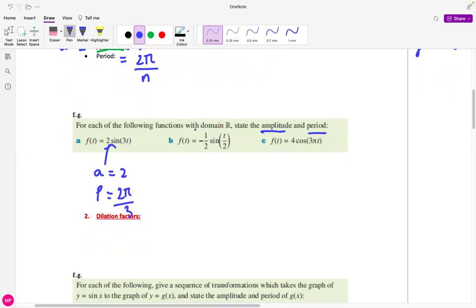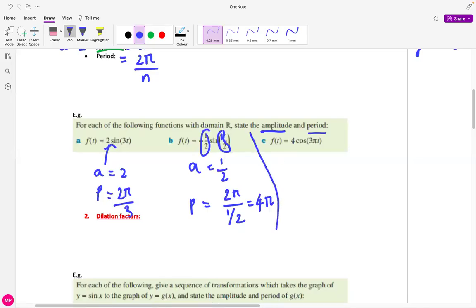Easy. For this one, as we say, the amplitude is the distance, so we don't take the negative into account. Okay, so the amplitude is just 1 over 2. And then the period is 2 pi over n, and our n is the number in front of t, which you can see 1 over 2 is n. So 2 pi over a half, which when you take the reciprocal becomes 4 pi.